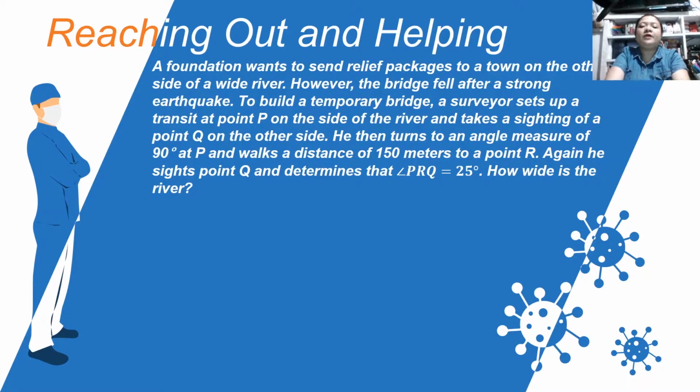To build a temporary bridge, a surveyor sets up a transit at point P on the side of the river and takes a sighting of a point Q on the other side. He then turns to an angle measure of 90 degrees at P and walks a distance of 150 meters to a point R. Again, he sights point Q and determines that angle PRQ is equal to 25 degrees. How wide is the river?